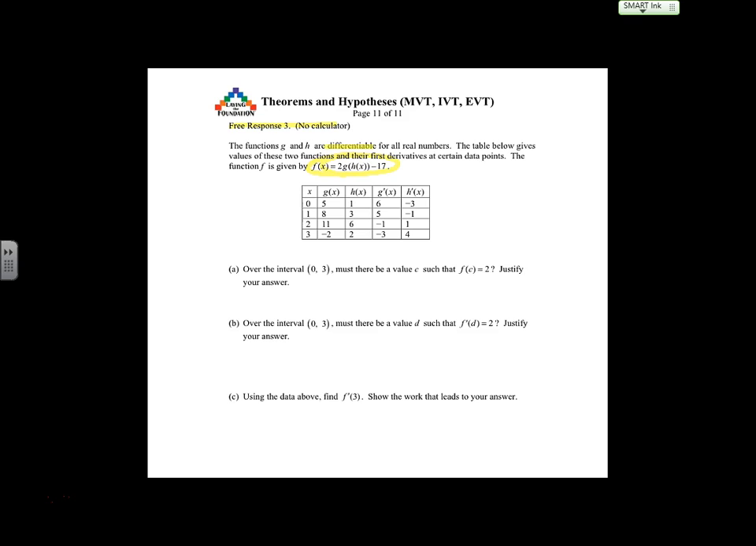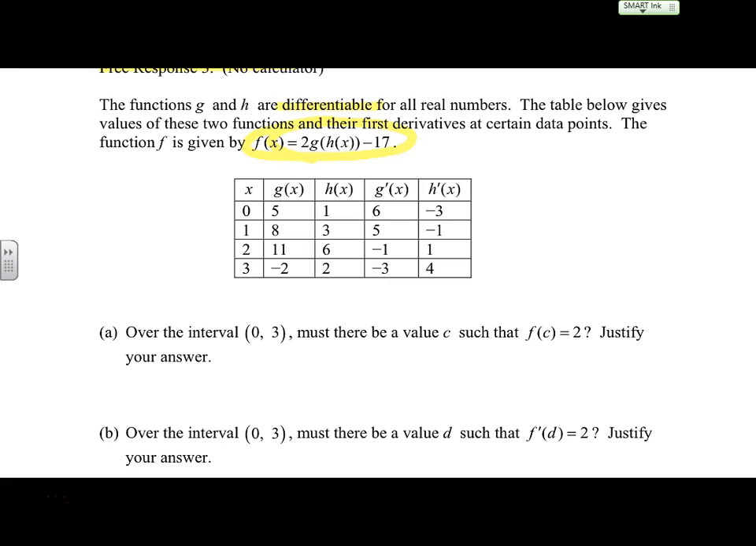Okay. That means g and h are continuous. If something is differentiable, it's also continuous. And their derivatives are continuous. So, letter A. What did you guys think about when they asked us, must there be a place such that f of c equals 2? Yeah, it sounds like IVT because there's no derivative, right? But the crazy thing is, f is really super complicated. So how do I know f?